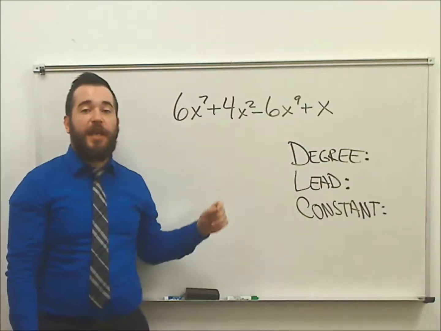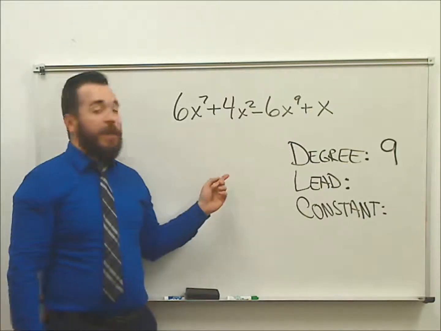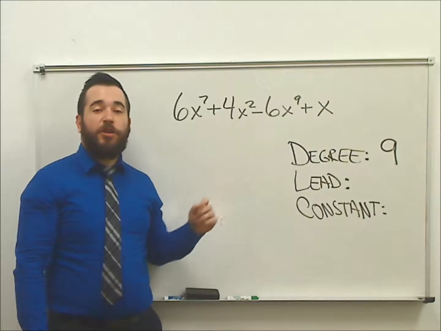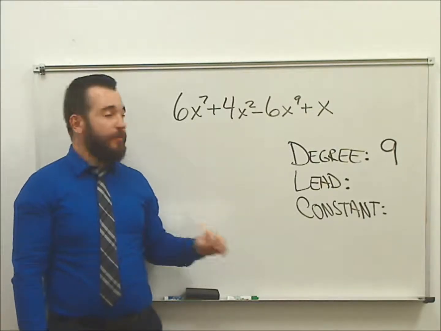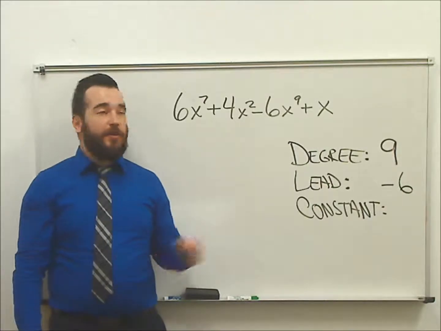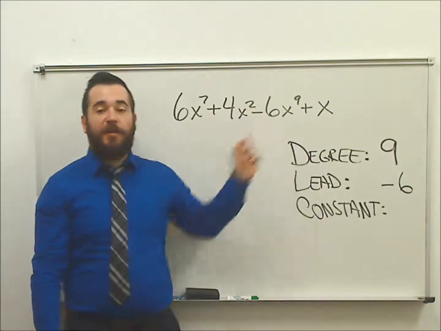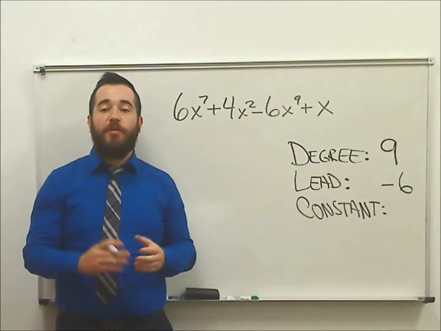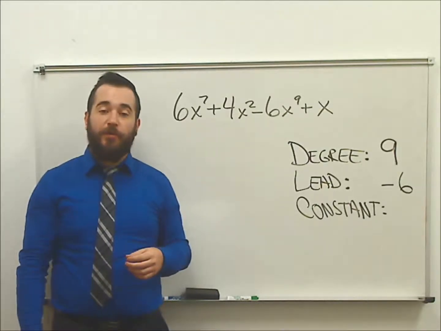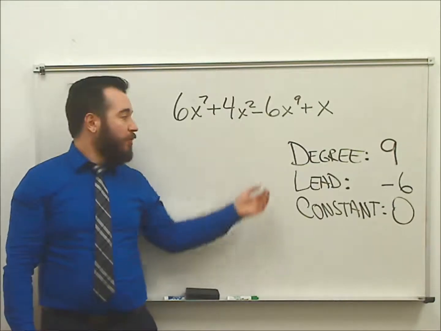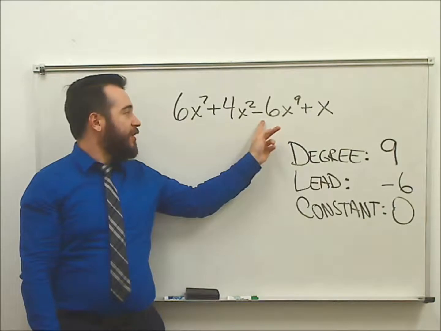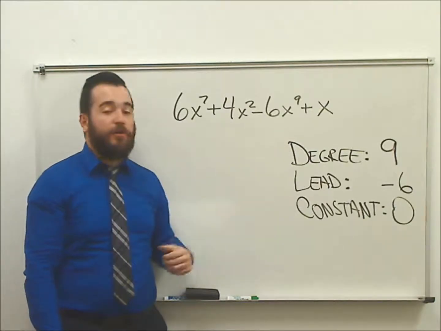We have x to the 9th. So our degree would be 9, and our lead term would be the number associated with the highest power of x. So that would be negative 6. Now, as far as a constant term, every term here has a variable attached to it, and there is no number just by itself. So here our constant term would be 0. And there you have it. We've identified the degree as 9, the lead term as negative 6, and the constant term is 0.